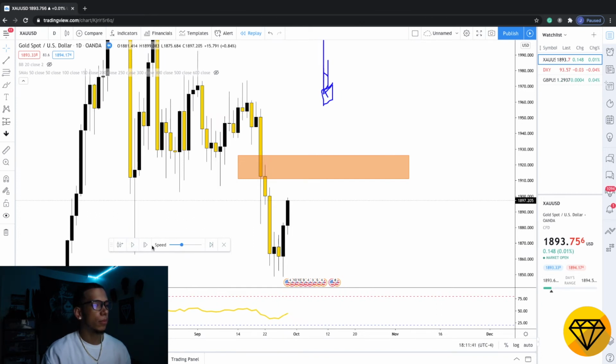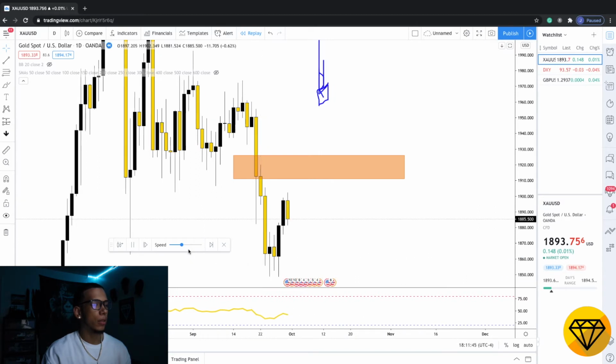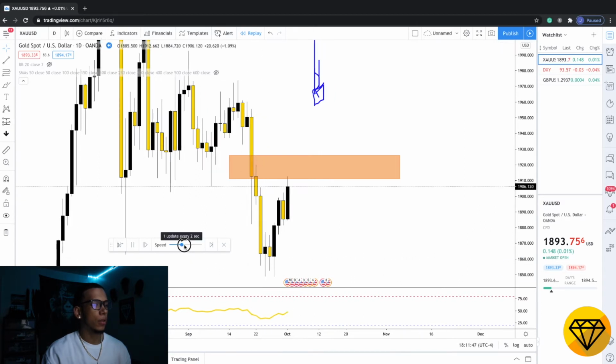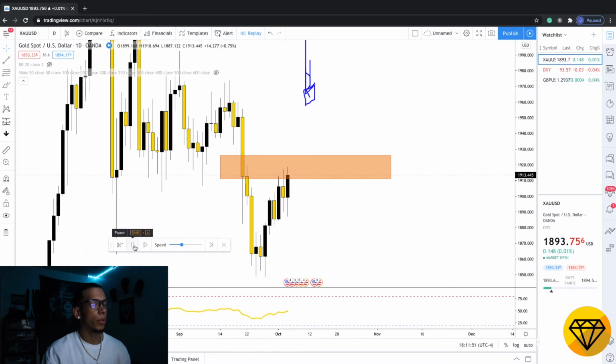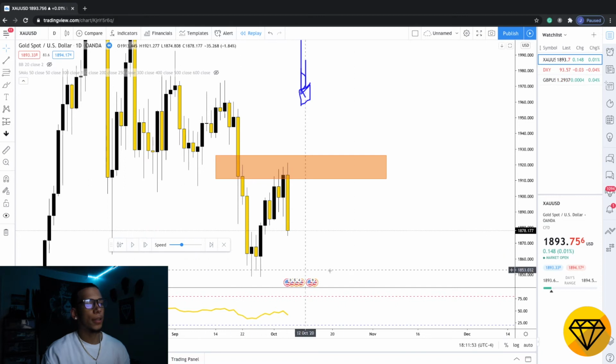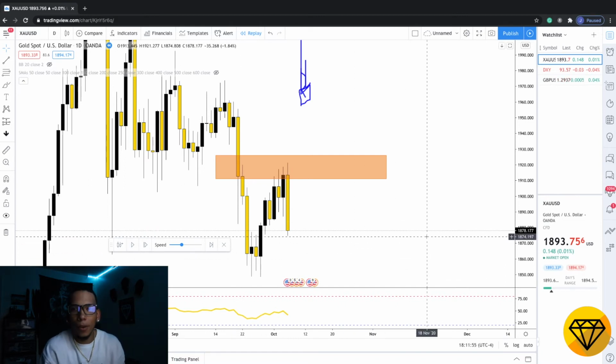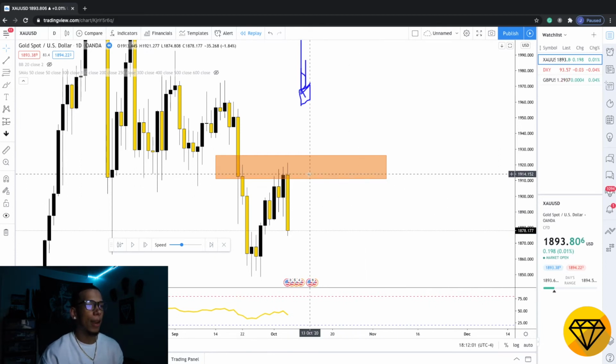Boom. That's a little bit too slow. Boom. Boom. Boom. Okay? Look what happened. Look what happened. I didn't make this up. This is reality. This is Forex, right? Price came right into this golden zone and wicked.